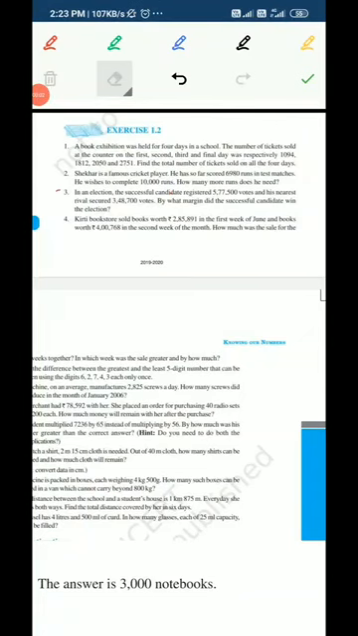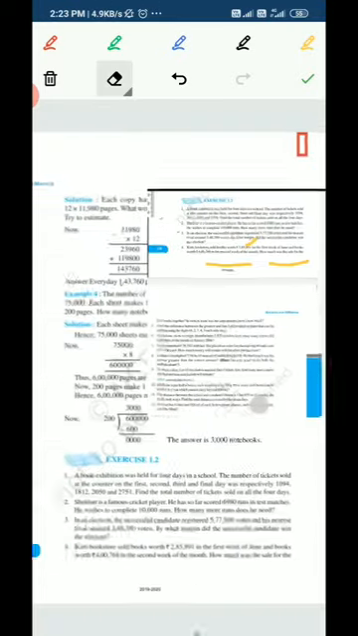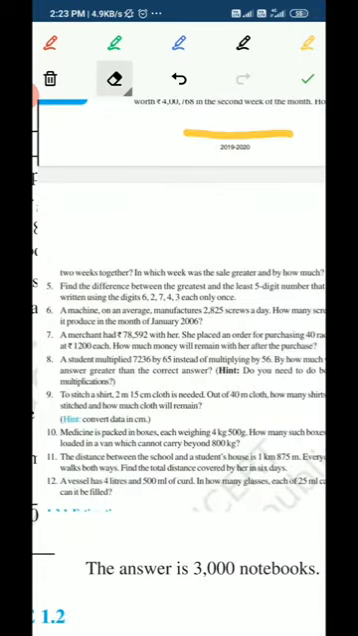So question number 4 is, Kirti Bookstore sold books worth rupees 2,85,891 in the first week of June, and books worth rupees 4,768 in the second week of the month. In the first week and in the second week, they have given us the number of books sold. How much was the sale for the 2 weeks together? And in which week was the sale greater and by how much?